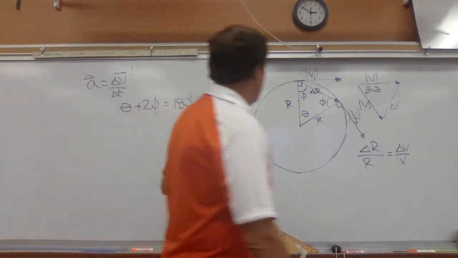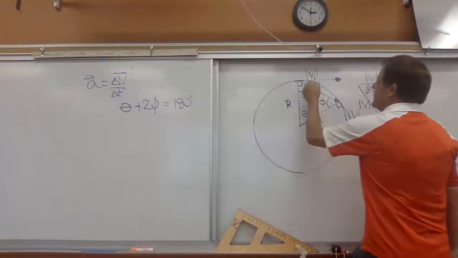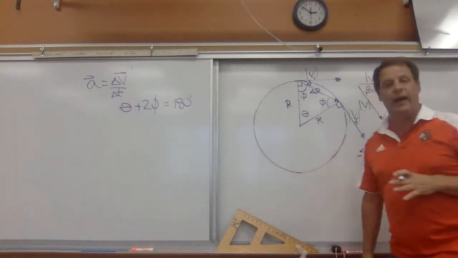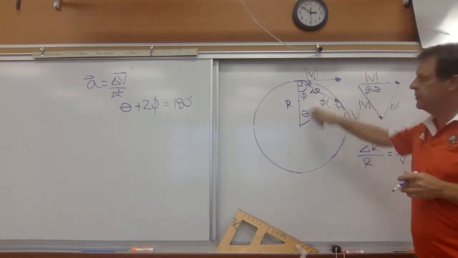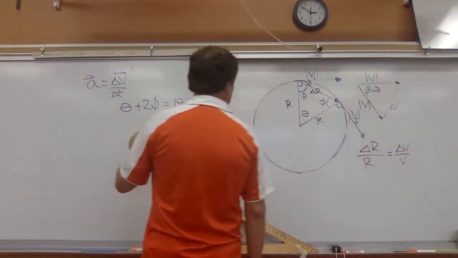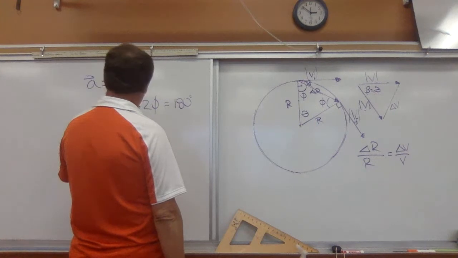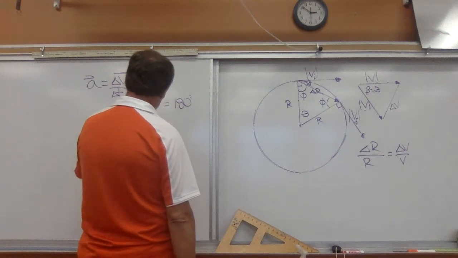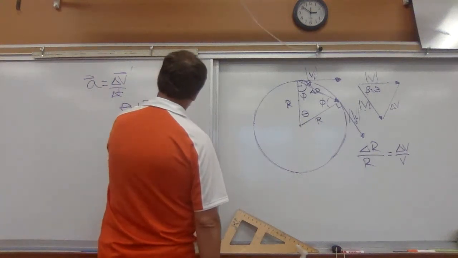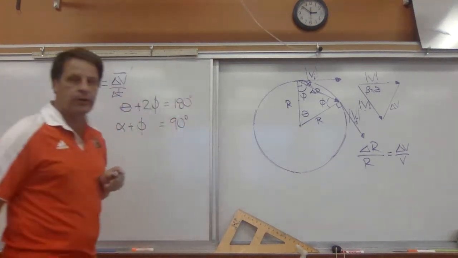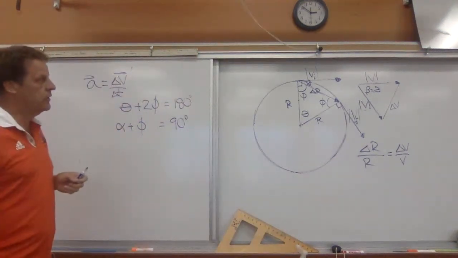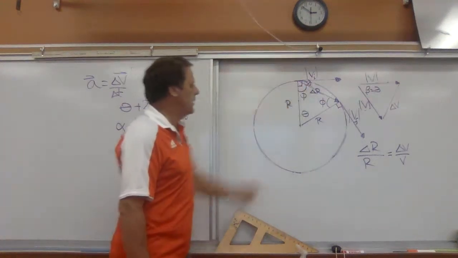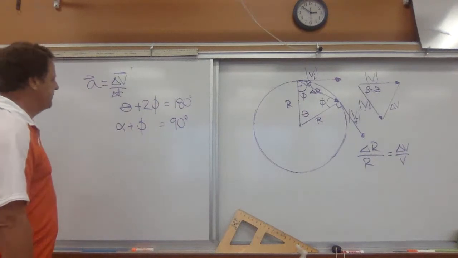Okay, so now what I'd like to do is to talk about this angle right here, and I'm going to call that angle alpha. Now what we're going to say here is that alpha plus phi is going to equal 90 degrees, because that's tangent. It's going to form 90 degrees. So this angle plus that angle is going to equal 90.